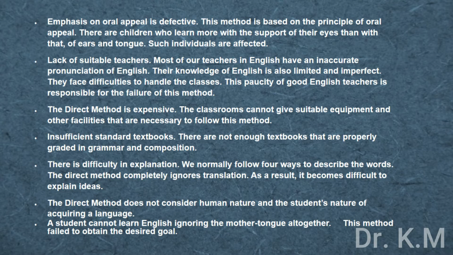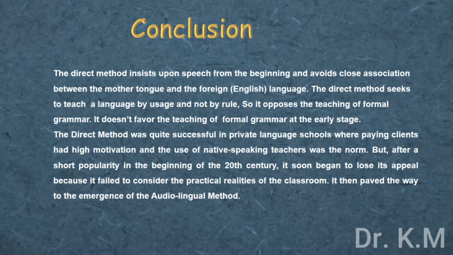There is difficulty in explanation. We normally follow four ways to describe the words. The direct method completely ignores translation. As a result, it becomes difficult to explain ideas. The direct method does not consider human nature and the student's nature of acquiring a language. A student cannot learn English ignoring the mother tongue altogether. This method failed to obtain the desired goal.